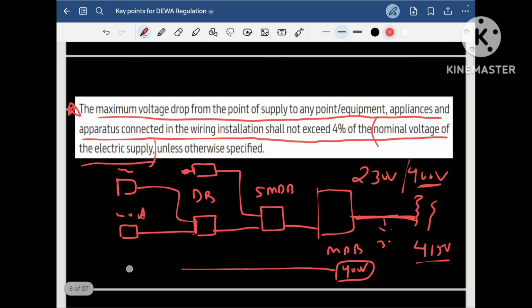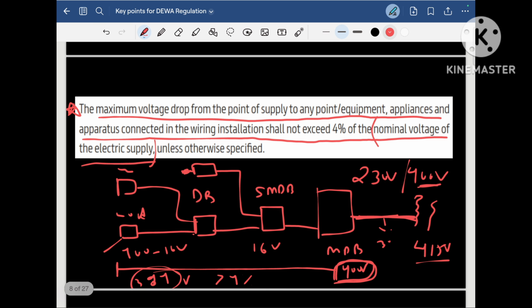Okay, then what will happen? DEWA is saying the maximum voltage drop, when we measure the voltage here at the load end, should not be more than 4%. What does it mean? What is 4% of 400 volt? That is 16 volt. So the voltage that must reach the load side should be 400 minus 16 volt, which is 384 volt.